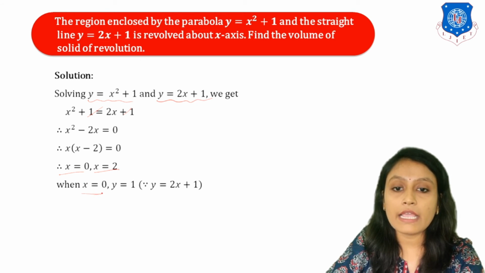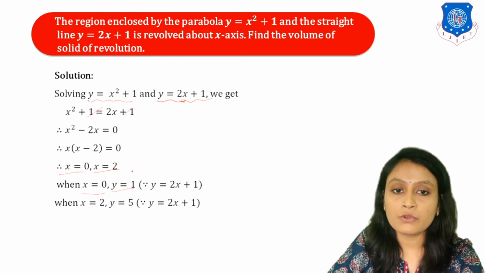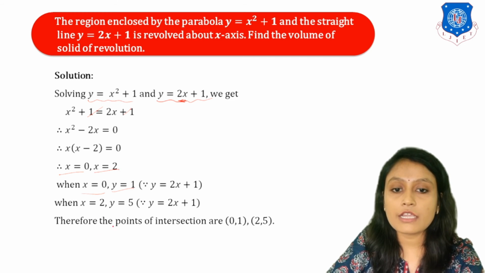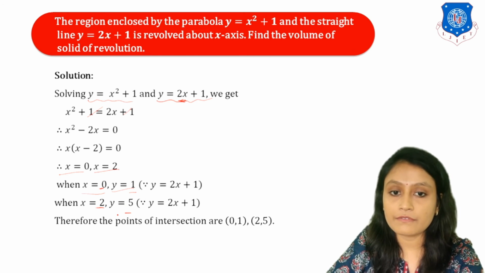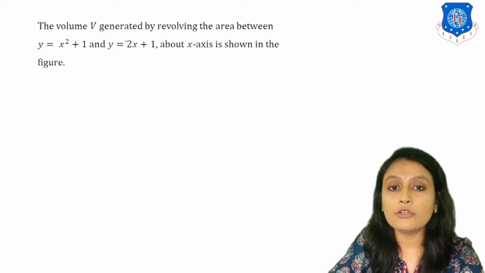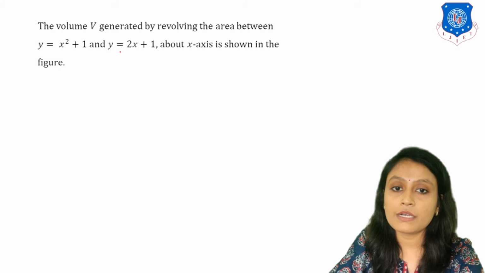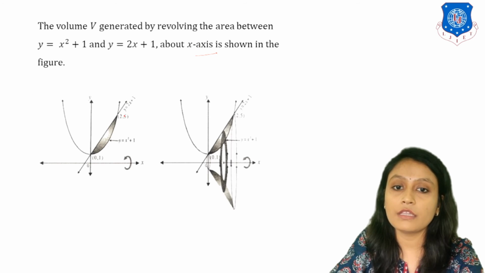Now for x equals 0, substitute over here, so you will get y equals 1, and for x equals 2 here, you will get y equals 5. So the intersection points are from here 0, 1 and the other intersection point is 2, 5. Now the volume V generated by revolving the area between y equals x square plus 1 and y equals 2x plus 1 about the x-axis is shown in the figure.